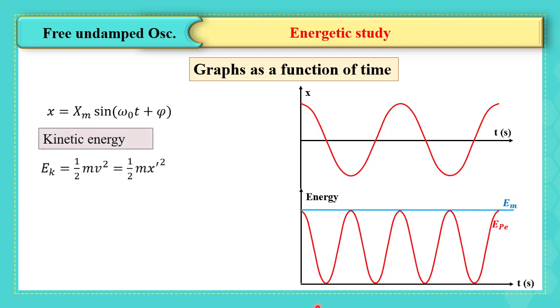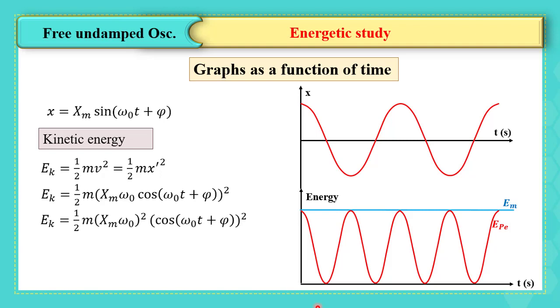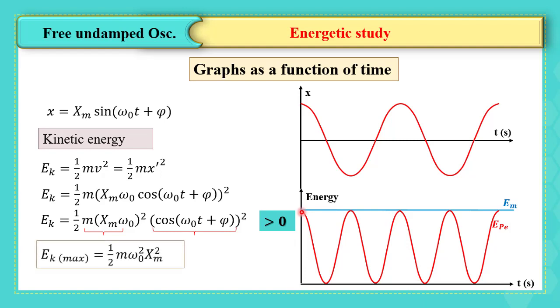Finally, the kinetic energy. The kinetic energy is half m v squared, where v is the derivative of x. So we can write it as half m into the square of xm omega 0 times the square of cosine omega 0 t plus phi. The same, we can find that it is always positive, so its curve is totally above the horizontal axis of time, where its maximum value can be written as half m omega 0 squared xm squared.